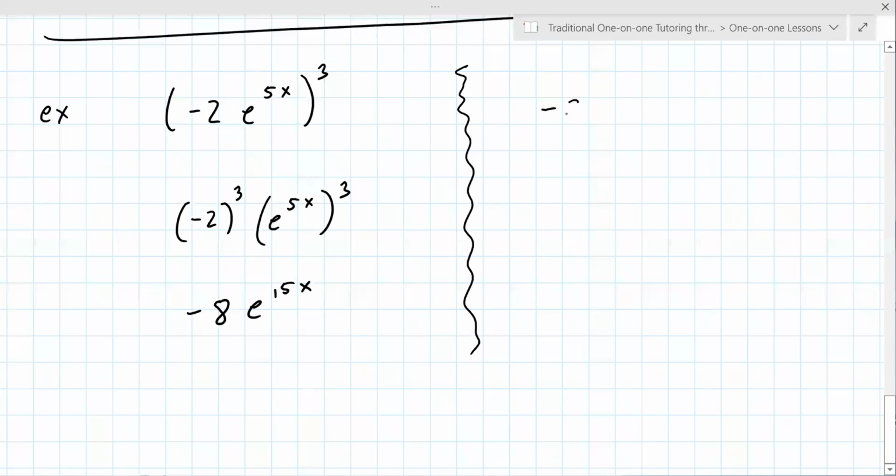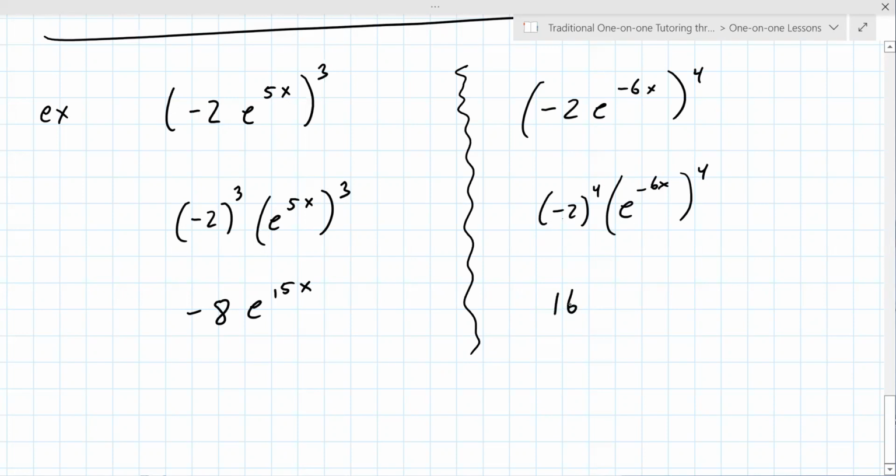So let's say it's negative 2e to the minus 6x to the power of 4. This becomes parentheses minus 2 to the power of 4, e to the minus 6x to the power of 4. So it's negative 2 to the power of 4, which is 4 negative 2's, which becomes positive 16. E to the minus 24x. So you just be very careful with that, because it's potentially something that'll give you the wrong answer if you're not careful. If that's not clear, I can work another example, but we should move on if it is clear. Yeah, I got that.